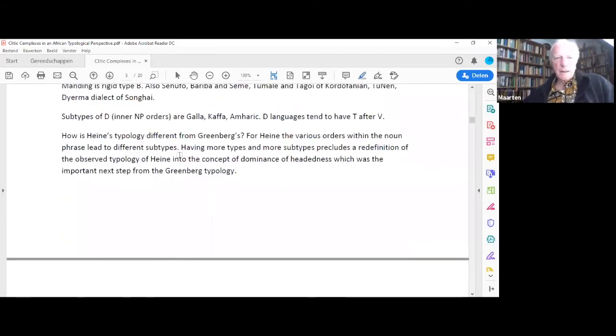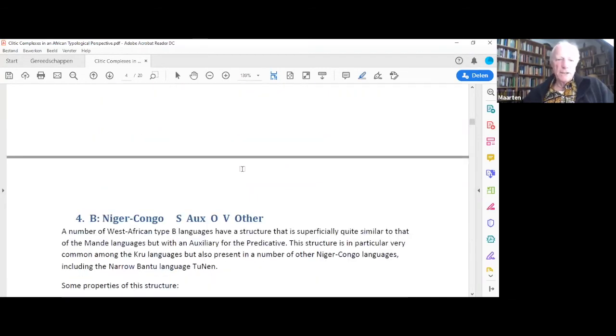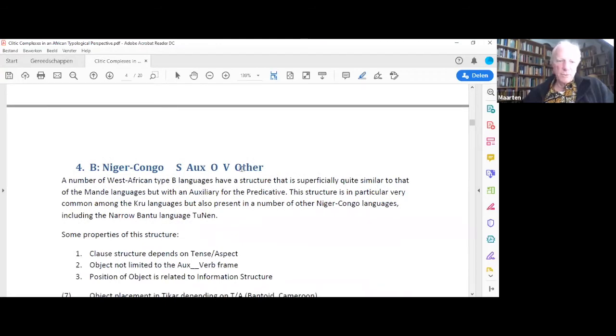So the difference between Heine and Greenberg, why Greenberg's typology is remembered now by everyone and Heine is maybe forgotten, is of course mainly because Greenberg's typology was then developed into a redefinition of the generalizations, and reinterpreted this concept of dominance, of headedness, to the left or to the right. And that was the important next step in the development of syntactic theory, which of course was impossible with Heine's typology, with more types and more subtypes.